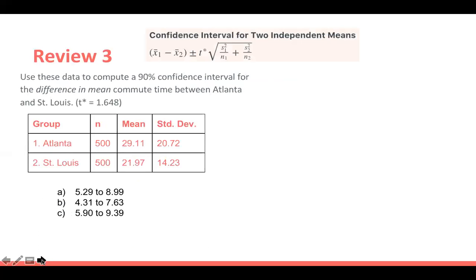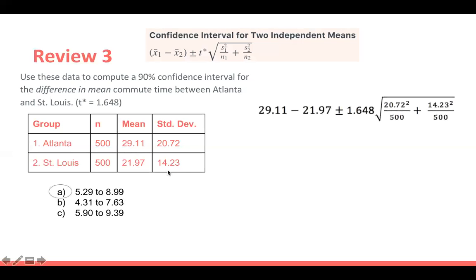All right, so use these data to compute a 90% confidence interval for the difference in mean commute time between Atlanta and St. Louis. Here our t-star is 1.648. All right, our answer here is 5.29 to 8.99.